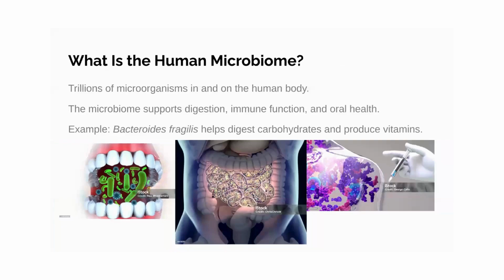The human microbiome is made up of trillions of microorganisms that play critical roles in digestion, immunity, and even oral health. In the mouth, these microbes form a delicate balance. For example, bacteria like Lactobacillus and Streptococcus help maintain oral health. But when this balance is disrupted, like when Streptococcus mutans becomes dominant, it can lead to problems like cavities.